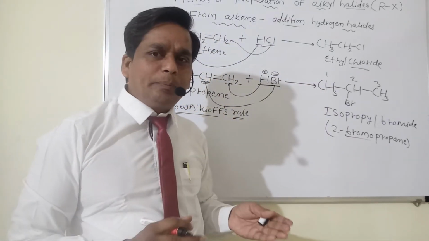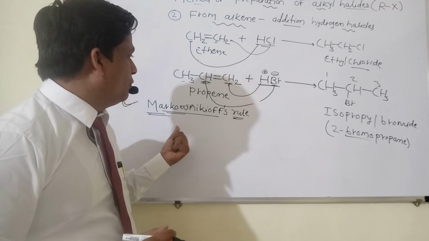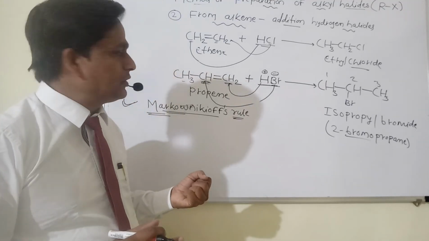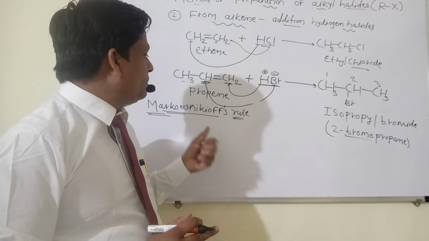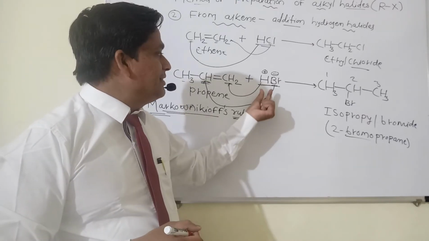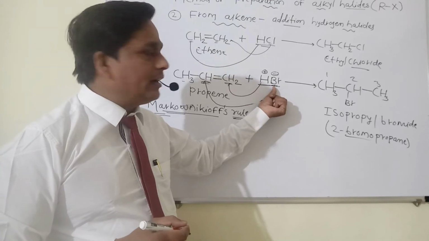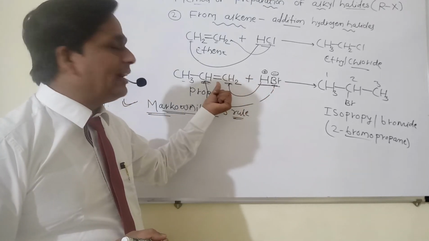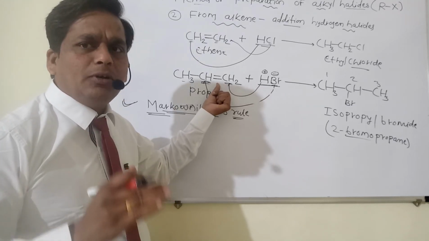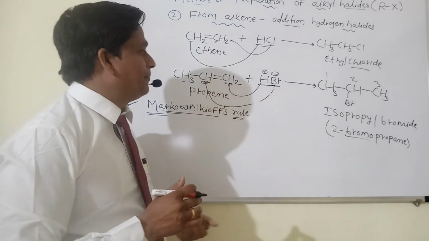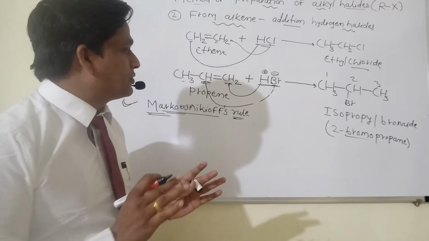Here the Markownikoff rule will be followed. You have to be clear about the Markownikoff rule. Once again I repeat: in the Markownikoff rule, the negative part of the unsymmetrical reagent will get attached to the unsymmetrical alkene carbon which carries the fewer hydrogen atoms, and here we get isopropyl bromide. This is the Markownikoff rule.